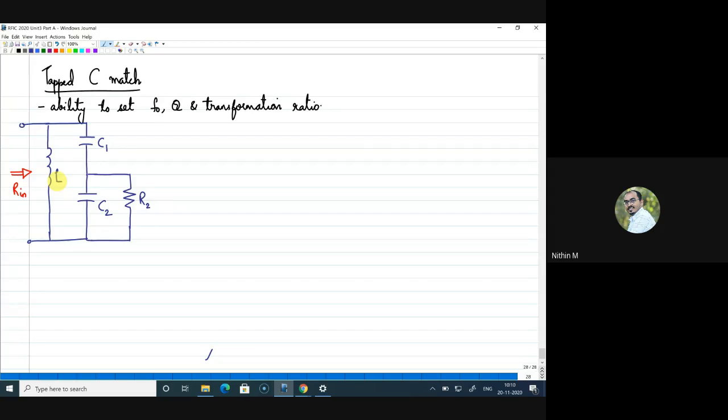Basically what we have is a tapped capacitor tank. There are two capacitors, and the resistance to be transformed is tapped or taken from this point of the capacitor. By looking at the network, you can probably see how the transformation ratio is determined, or how to find the relation between R in and R2, R in by R2 or R2 by R in.